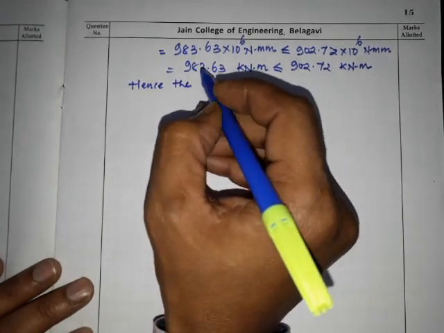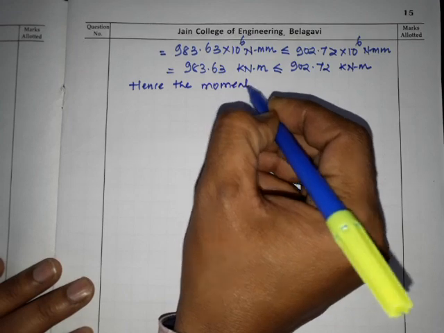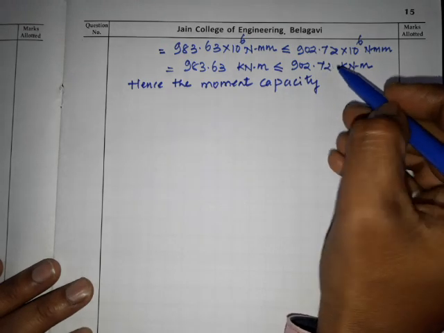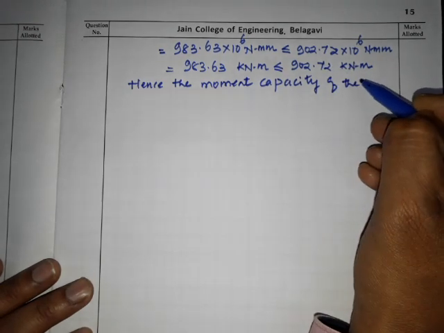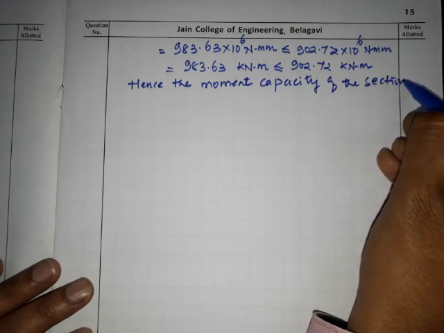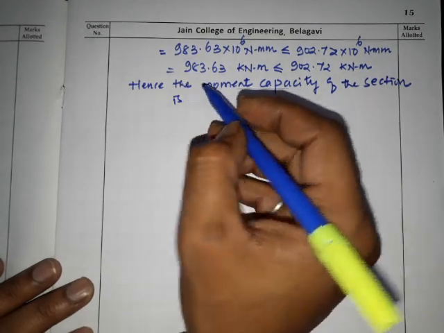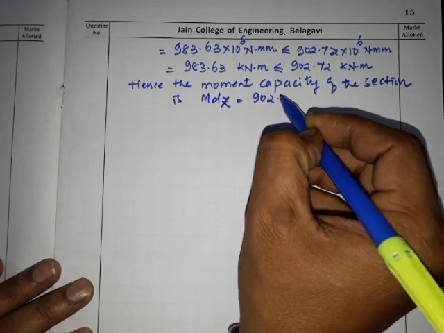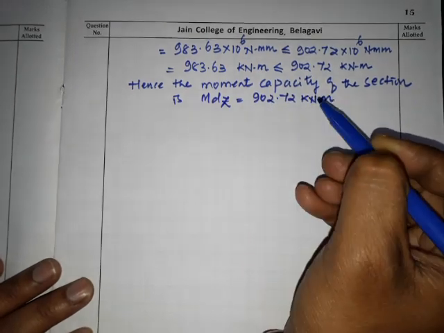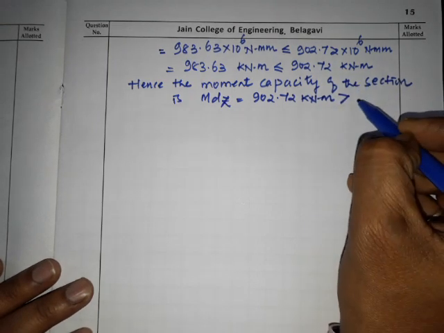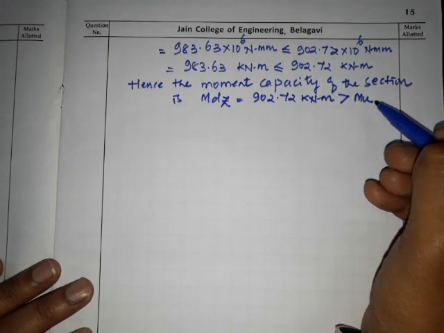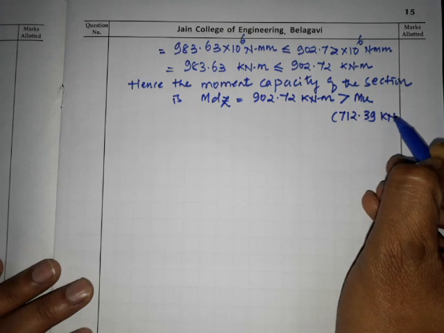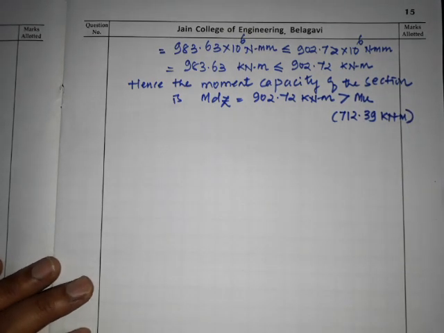the moment capacity of the section, moment capacity of the section is Mdz is equal to 902.72 kilonewton meter, which is more than Mu, that is nothing but how much, 712.39 kilonewton meter. Okay, so what does that mean?